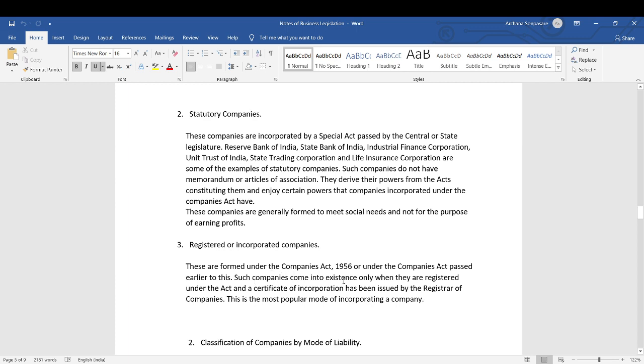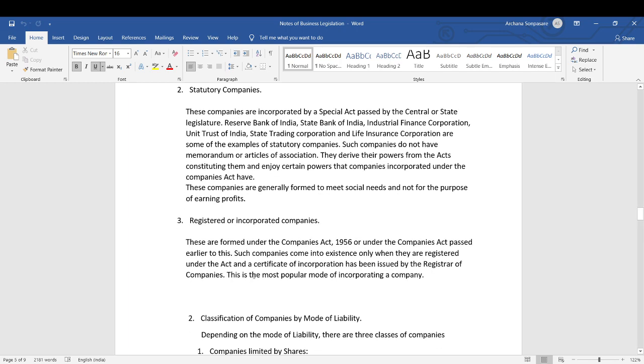Such companies come into existence only when they are registered under the Act and the certificate of incorporation has been issued by the registrar of companies. So there is a need to register these types of companies. If they are registered under the Companies Act 1956 or any prior act, at that time they get legal existence. This is the most popular mode of incorporating a company, that is, the registered company.